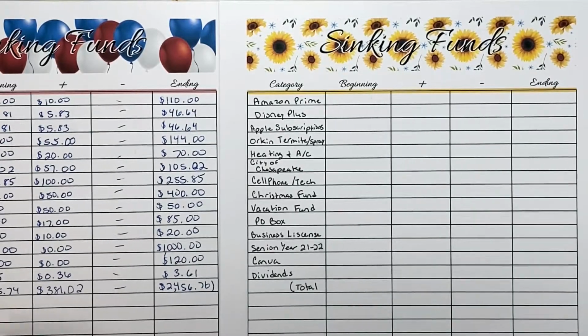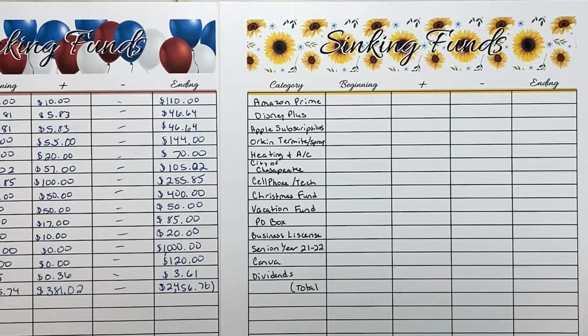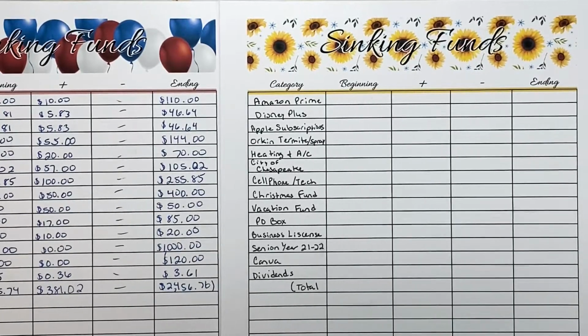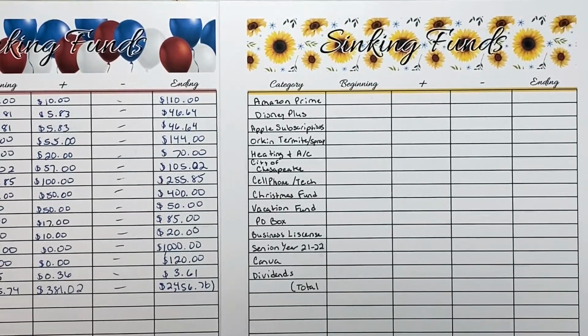My examples are annual contracts, like our Orkin termite and spray, subscriptions, our annual property taxes for our vehicles, and ongoing things that we purchase like cell phones and technology. I'll be going through all of these with you and let you know where we're at, how much we have going, and what we'll be putting in this month and going into next month.